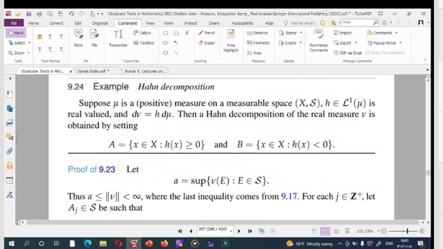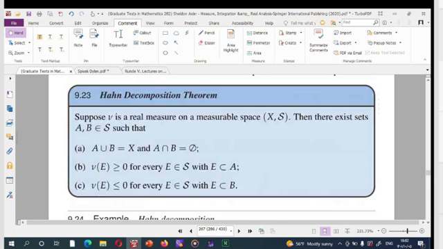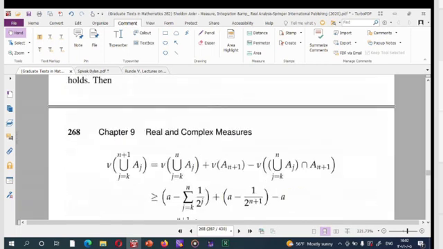If h in L1 is a real valued integrable function, we know that this is a real measure. For this real measure we have these three properties.